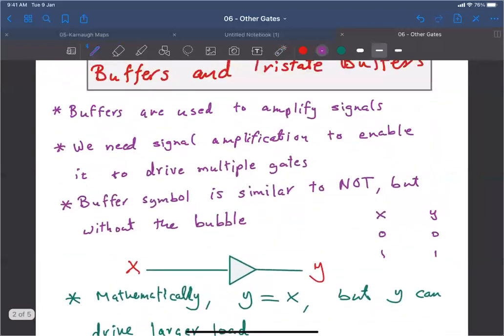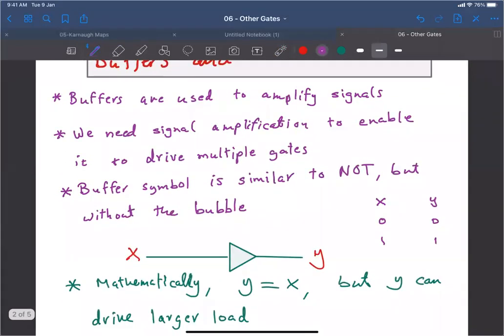Any question about the buffer? Or shall I move to the tri-state buffer?